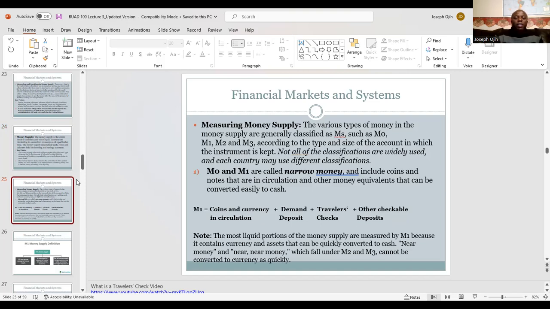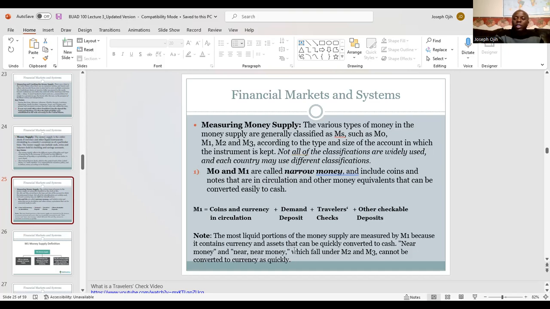The first one is M0 or M1, which is commonly known as narrow money. Narrow money includes coins and currency in circulation, plus demand deposits, that is the amount you put in the bank and which you can withdraw anytime you want, traveler's checks, and other checkable deposits. So M1. Another name for it is near money, because it is very liquid.